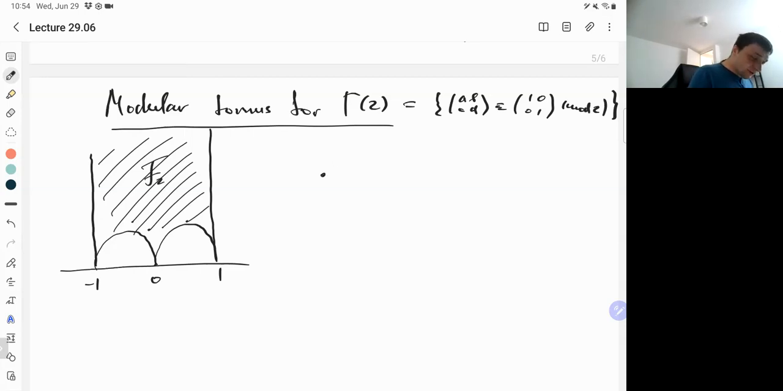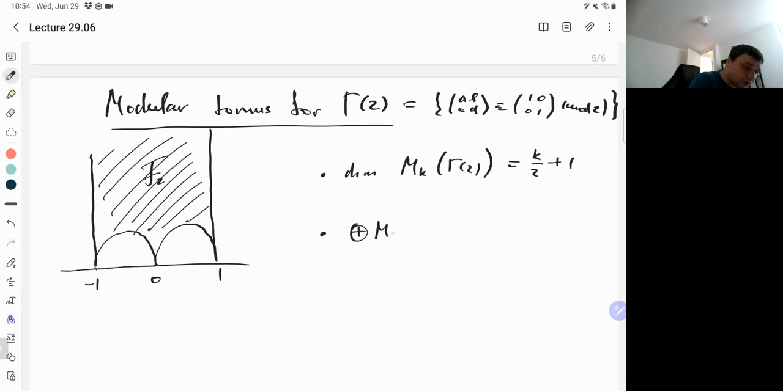I'll just list a few facts. Some of them are given as exercises, but it will be useful to know them. First of all, the dimension of the space of modular forms now doesn't have this complicated behavior modulo 12, so it's just k over 2 plus 1. Next, if you look at the ring of all of these, you again take a direct sum of all these spaces, and then this is a polynomial ring in two modular forms.